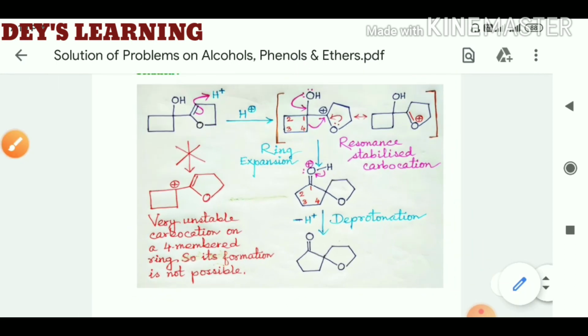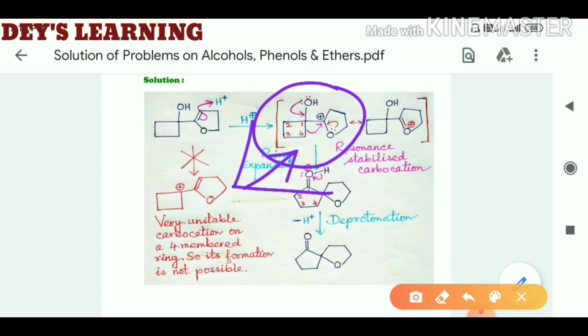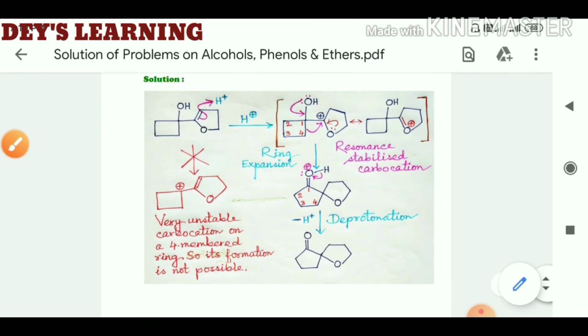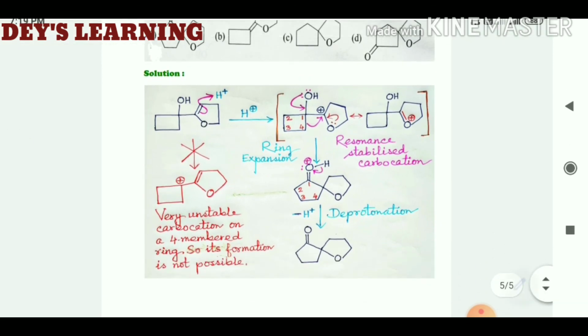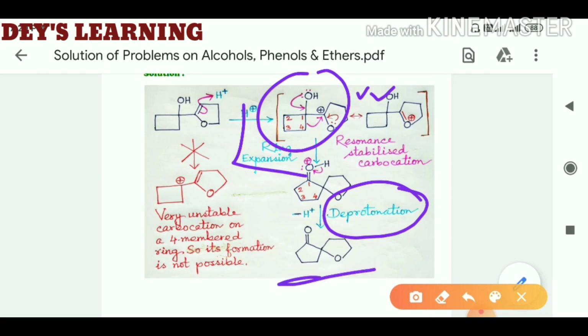Rather than that, this carbocation which is actually formed is much more stable than this one. So this carbocation will be formed preferentially, and then the ring expansion occurs, and in the last step deprotonation occurs to give us the final product.